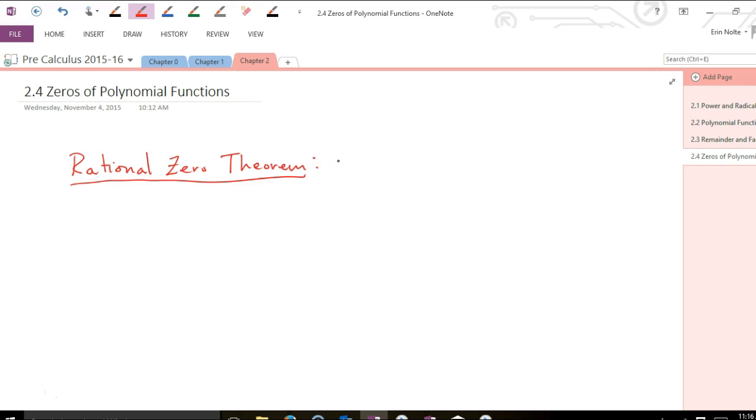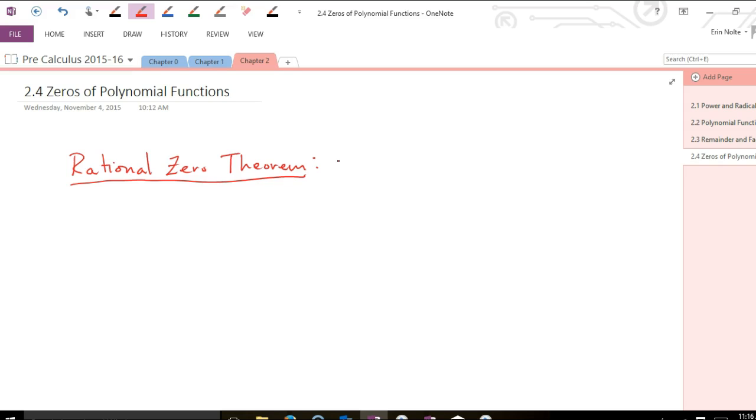All right, so the rational zero theorem. What does the word rational mean? It's a fraction. A number that you can write as a fraction, right? Okay, so some number that you can write as a fraction. So we're going to find possible rational zeros for functions by using this theorem.